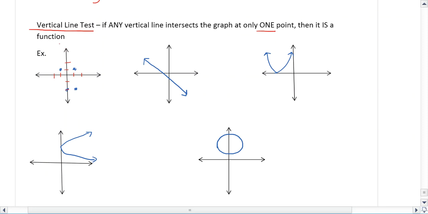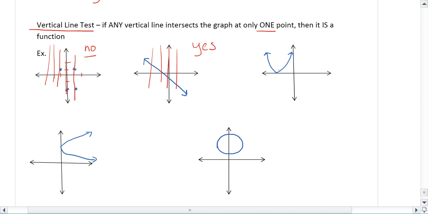So again, picture yourself drawing vertical lines all throughout this graph. This one hits once, this one hits once, but right here at +1, we hit twice. So we would have to say, no, this one is not a function. All right, this is just a line in the second graph, and any vertical line you draw is only going to hit once. So we would say yes.